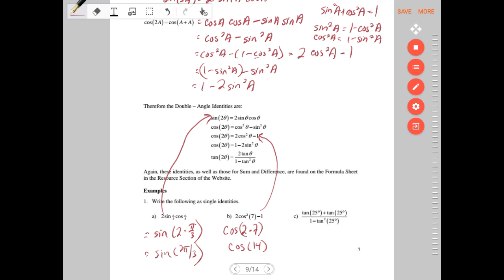Okay? And the last one, well, it's got tan in it, so it should look like this guy, but it doesn't have a 2 tan on top. Oh, wait a minute. Tan 25 plus tan 25, that's the same thing as 2 tan 25s. A little tricky there. Okay, and the bottom looks right, 1 minus tan 25 squared. Good, so in this case, our theta is equal to 25. Okay, so that would mean that this is the same as tan of 2 times 25, or tan of 50. And again, you are more than welcome to check all of these things just by typing them into your calculator and seeing that you get the same answer in both cases. Okay, great.